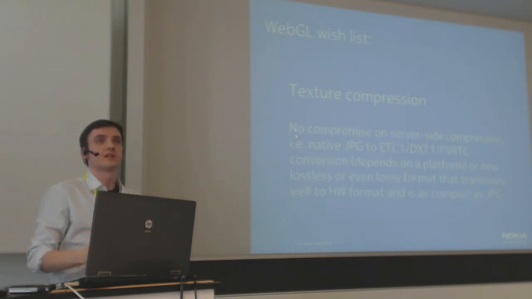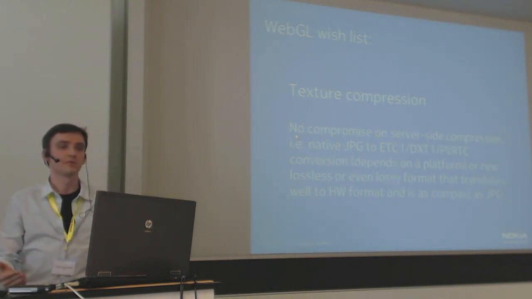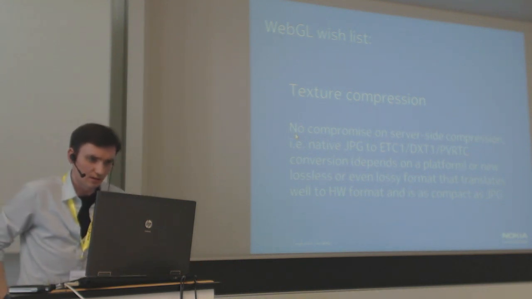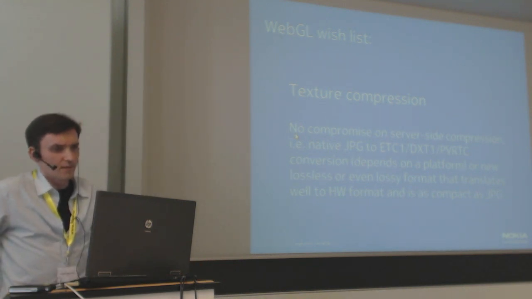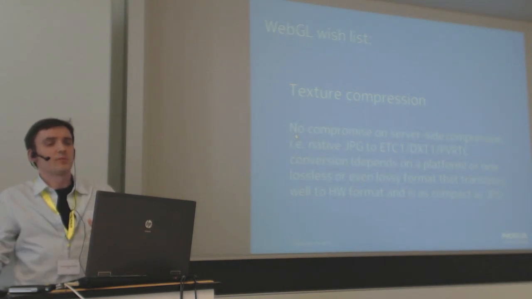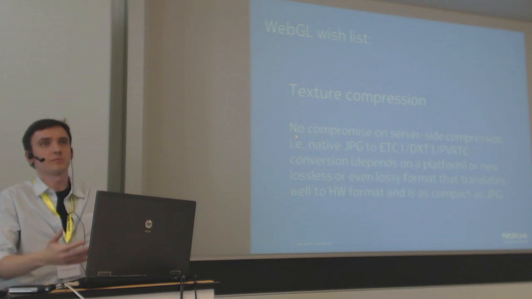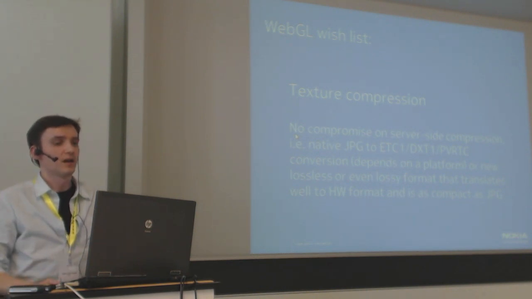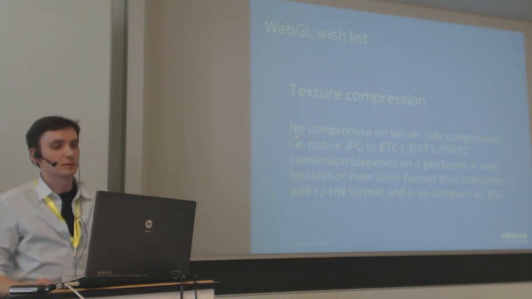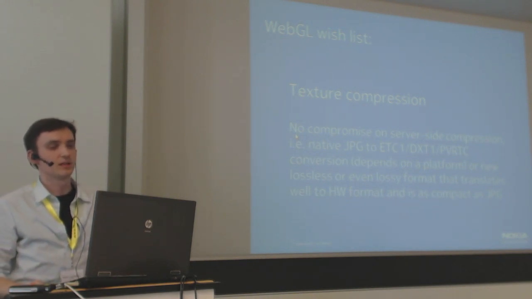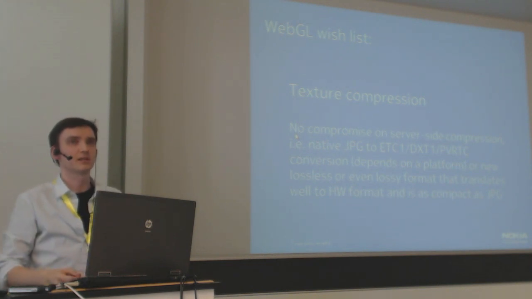If you store on the server side just, I don't know, ETC1, which, as I believe, is currently going into the standard, then, for example, if you have a platform that supports PVRTC, then you have some kind of problem, right? You have to convert. And also, ETC1 on the server side and PVRTC, even compressed, can still be not as compact as JPEG.